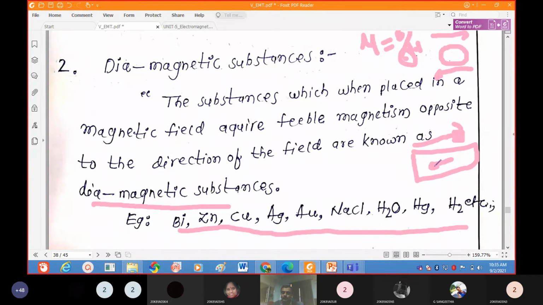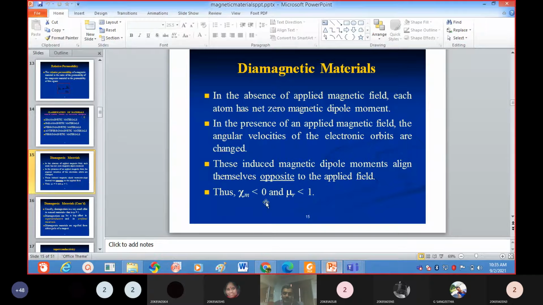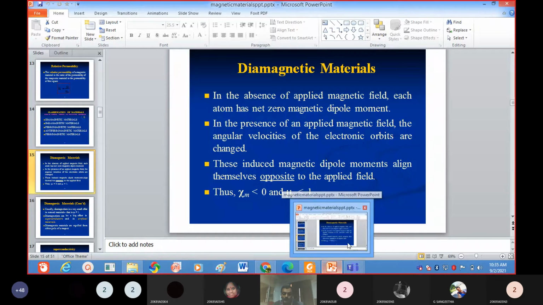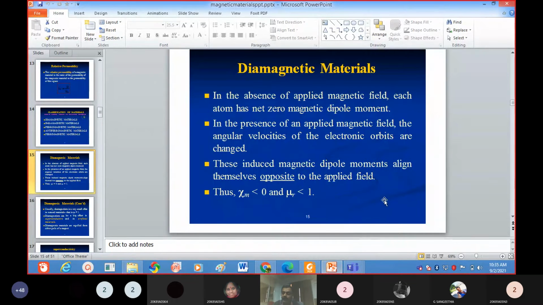Okay, so that's why mu is less than 1, as given here. Chi value will become less than 0, so mu value will become less than 1, because the B value is less compared to the H value. That's why mu value will automatically become less than 1. Now coming to chi, which is equal to I by H.